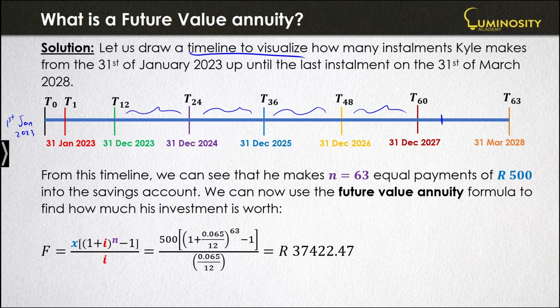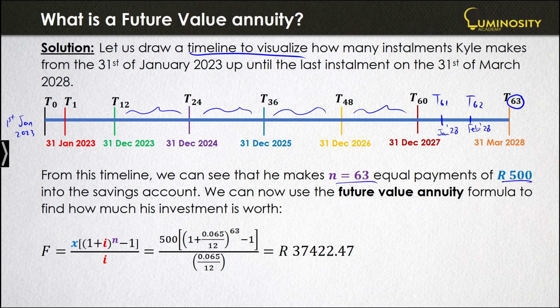And then if you do 3 more, T61, T62, you get January of 28, and then you get February of the year 2028, and then you get March 2028. So it'll be the 63rd payment that Kyle makes as his final one. So this is why timelines are so important to get correct. Okay, so from this timeline, we can see that he makes 63 equal payments of 500 Rand into the savings account.